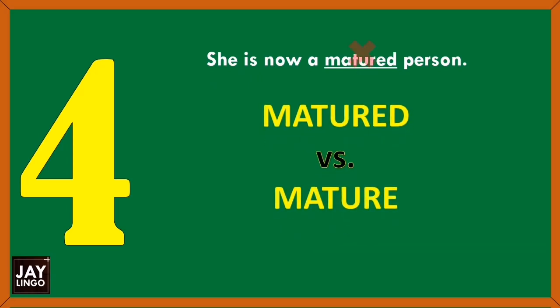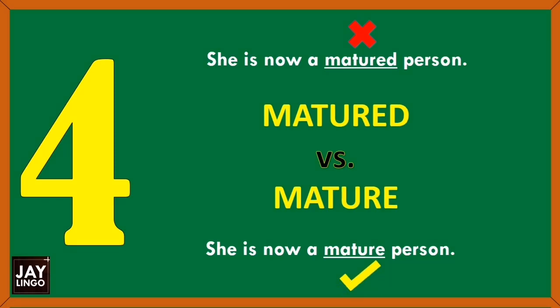If we are describing a human being or a person who has fully grown up, we describe him a mature person. But if we are describing plants or animals, we use the term or the descriptive word matured.